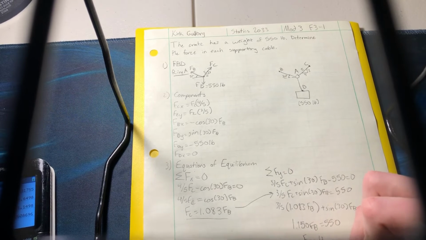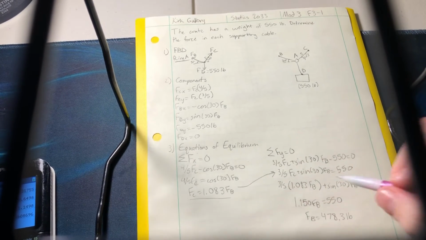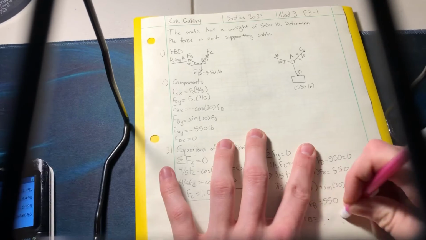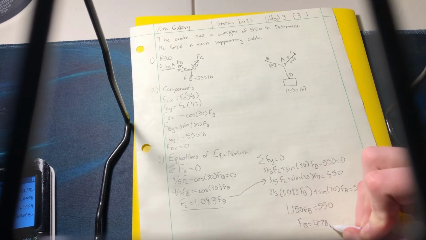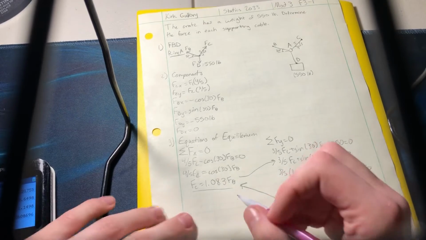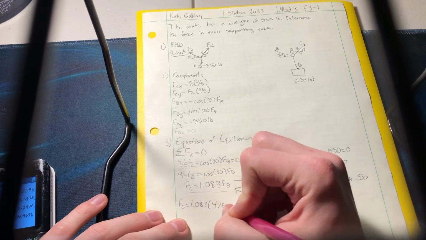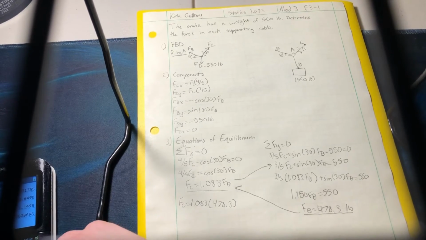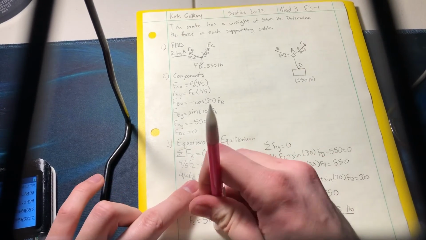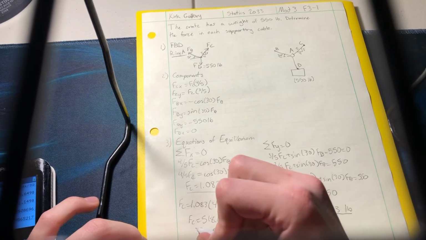is equal to 478.3 pounds. And then we can plug this value back into there to get that FC is equal to 517, and it rounds up again, 518.0 pounds. FC equals 518 pounds, box that.